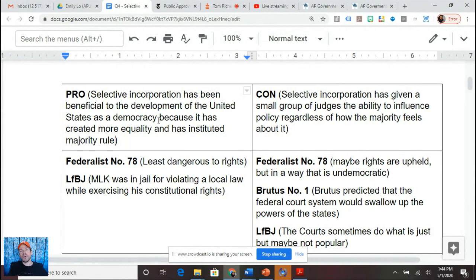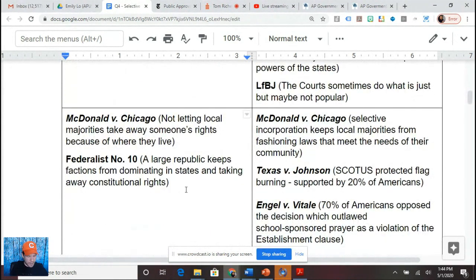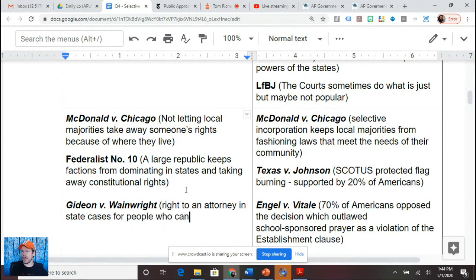If you think about Gideon having access to an attorney. So let's think about something like that. Gideon versus Wainwright could be something here that you see where people got the right to an attorney in state cases for people who cannot afford one. Okay, so when we think about this, the right to an attorney in state cases for people who cannot afford one, that this increases equality.